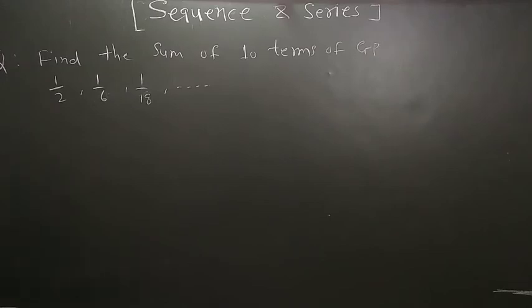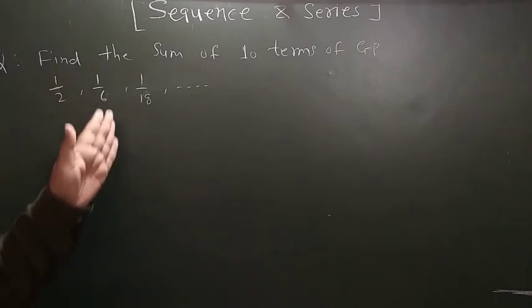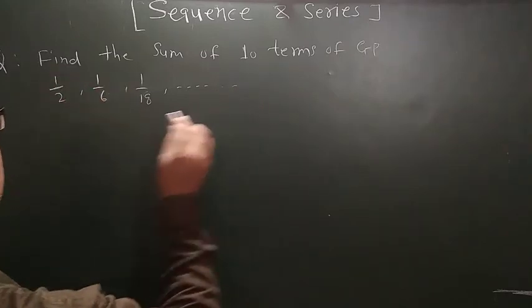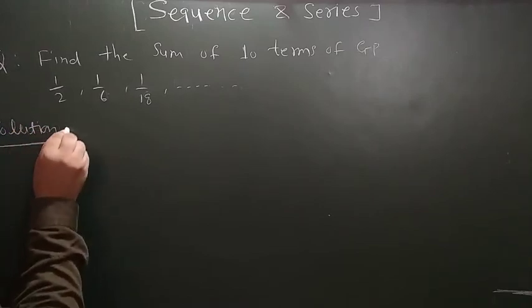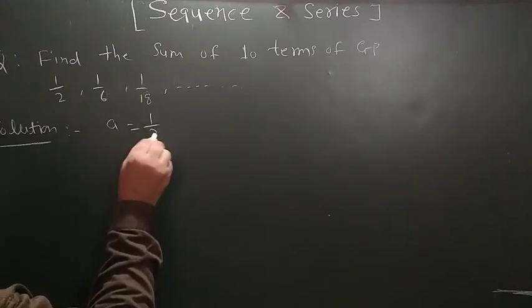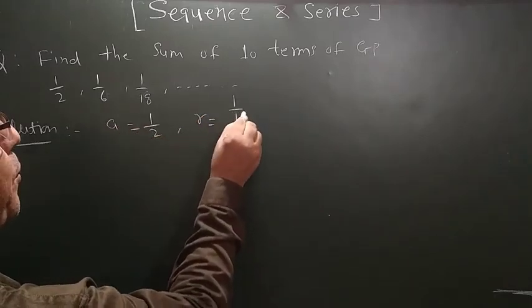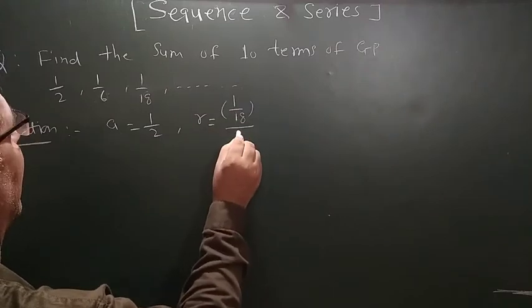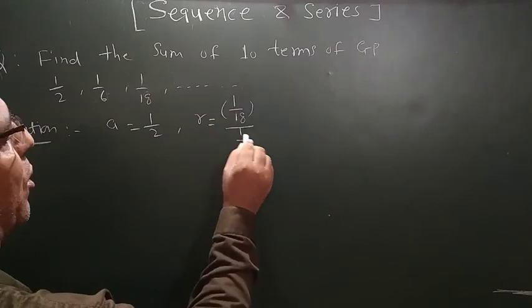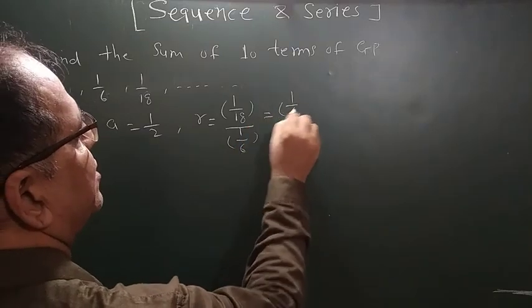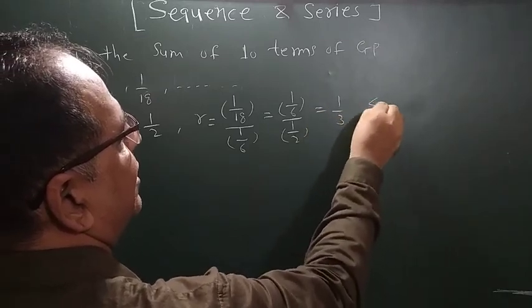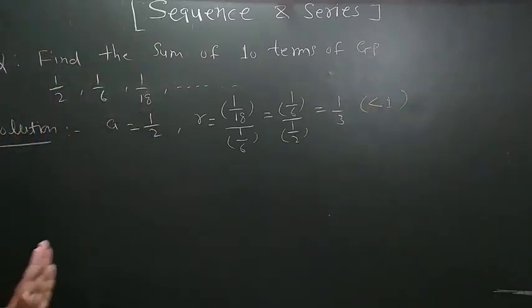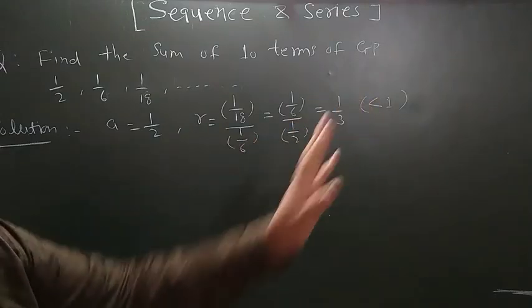Now I am taking another question. Find the sum of 10 terms of the GP 1 upon 2, 1 upon 6, 1 upon 18. So here first we select what A is. So A equals 1 upon 2, R equals 1 upon 6 upon 1 upon 2. So this is 1 upon 3, numerically less than 1. So clearly R is equal to 1 upon 3, which is less than 1.